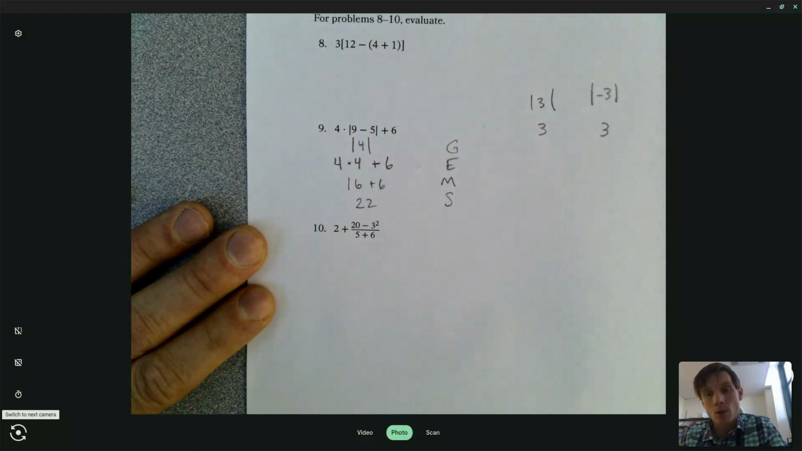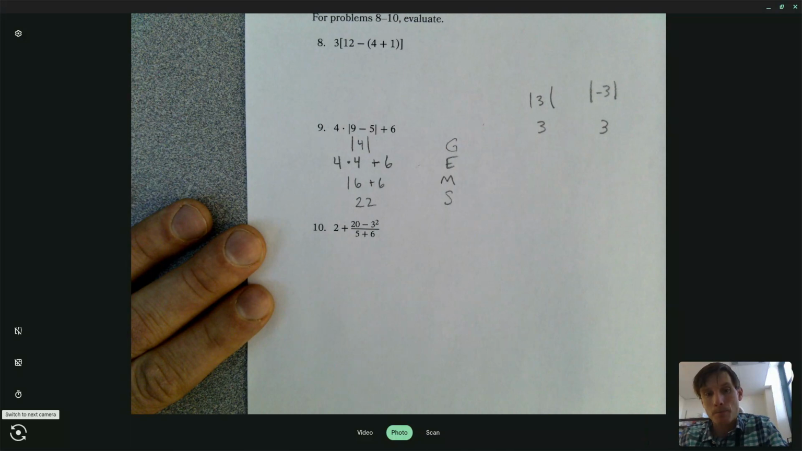Okay, so complete as much as you can during this time here, and then try that exit slip. Okay, and if you don't finish the exit slip, that is homework.